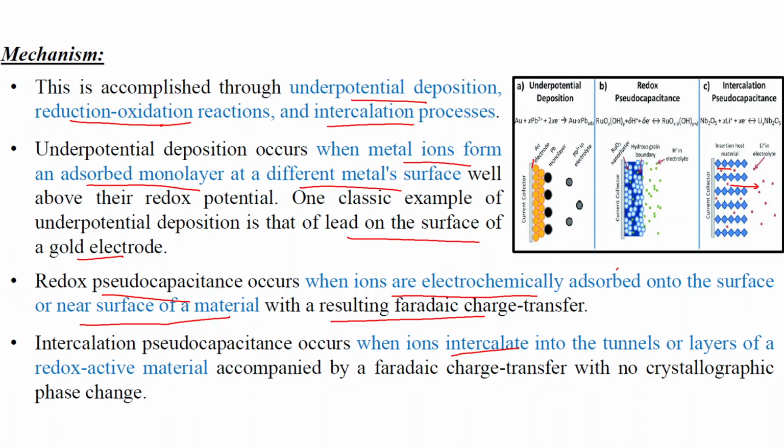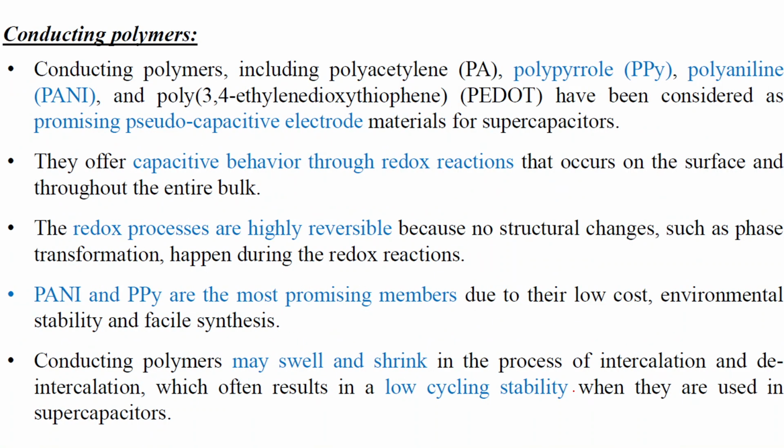And during this intercalation and deintercalation, no crystallographic phase change takes place in the electrode material. Coming on to another type of electrode material, that is the conducting polymers. So nowadays various conducting polymers such as polyacetylene, one of the most famous polyaniline, then polypyrrole, polythiophene, then PEDOT have been considered as promising pseudocapacitive electrode materials for supercapacitors. They offer capacitive behavior through redox reactions that occur on the surface and throughout the entire bulk.